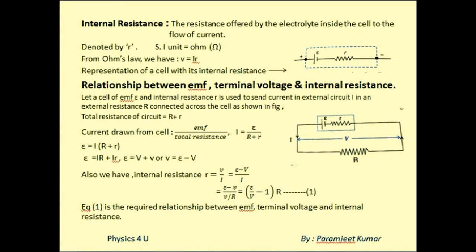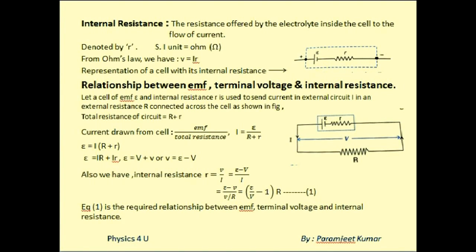Now next topic, internal resistance. It is simply the resistance offered by the electrolyte inside the cell to the flow of current. It is denoted by r. SI unit is ohm, and we know that from Ohm's law we can write V equals IR. Now a cell is represented with its internal resistance in the figure.